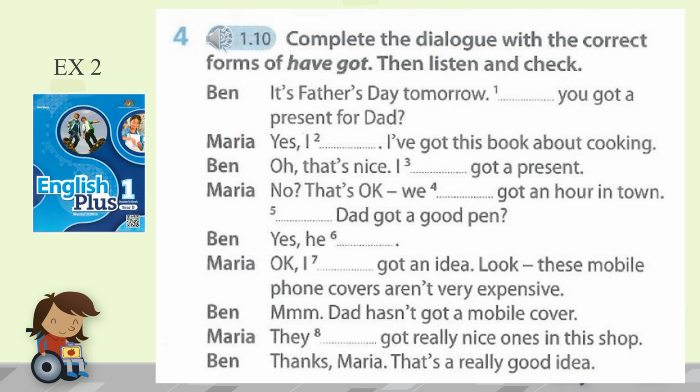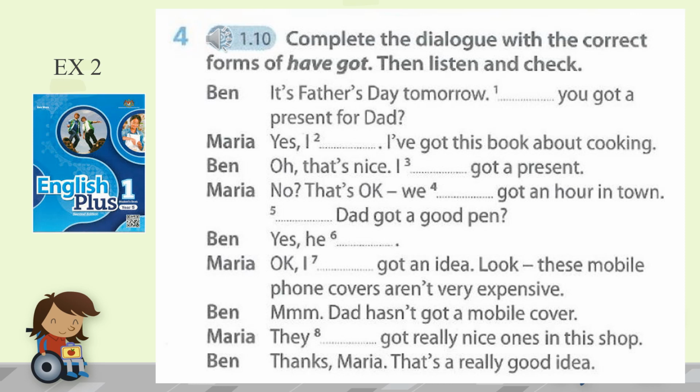And okay, now we are going to listen to a dialogue. So complete the dialogue with the correct forms of have got. There are 4 forms: have got, has got, haven't got, hasn't got. Okay, afterward, listen and check your answer. Okay, let us start. Are you ready?